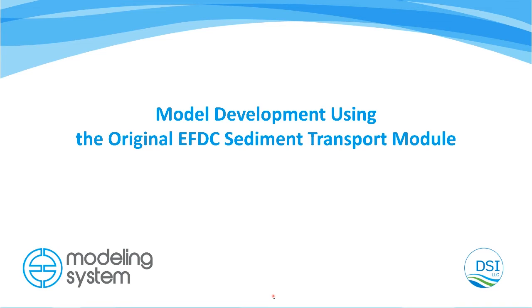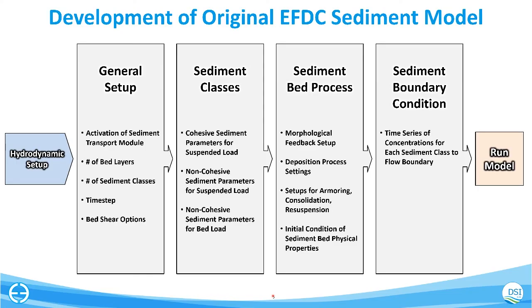So I'm just going to briefly present how we can develop the original EFDC sediment transport model using the EEMS GUI. So first of all, we need to have a well set up hydrodynamic simulation. And then for the sediment transport setup, we should activate the sediment transport module and specify the number of bed layers and number of sediment classes to simulate. And there are other options we need to specify.